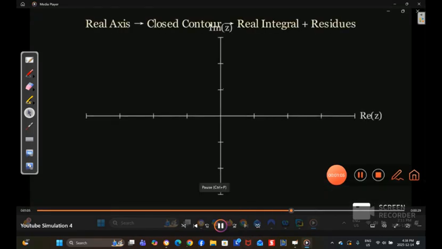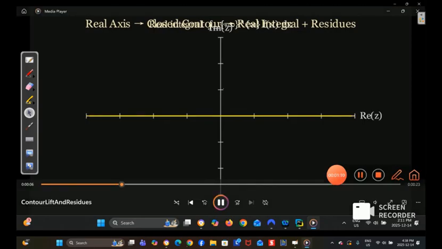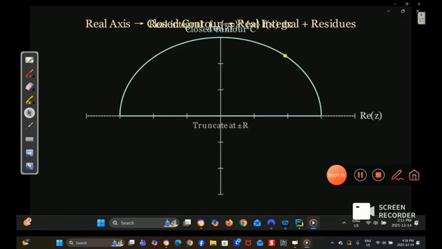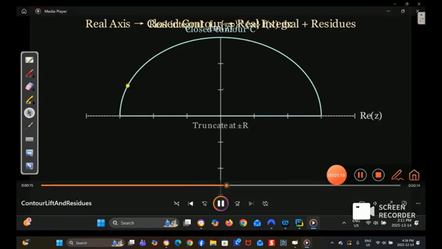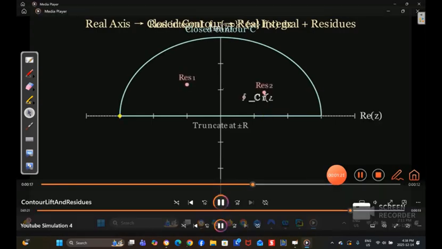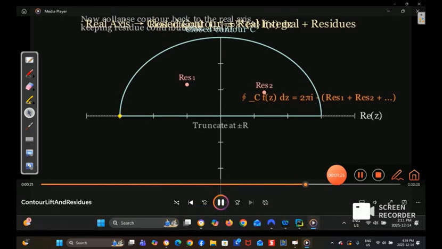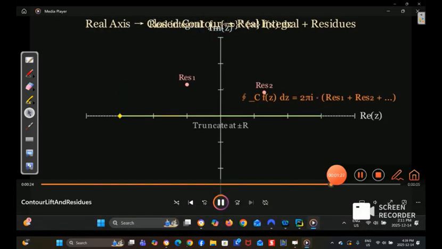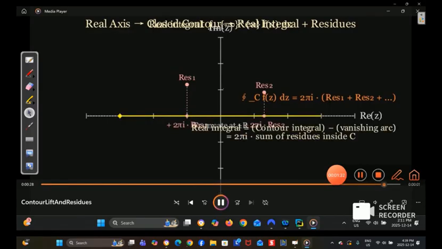So in this case, I had residue 1 and residue 2 in my simulation. Those are the two non-singular poles that we have there. And you only take the non-singular poles and sum them up times 2 pi i. Okay? So I hope this explains why real integrals can be computed by using complex methods.